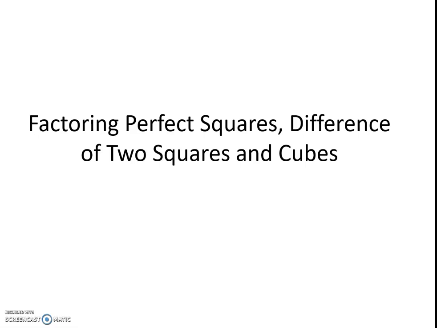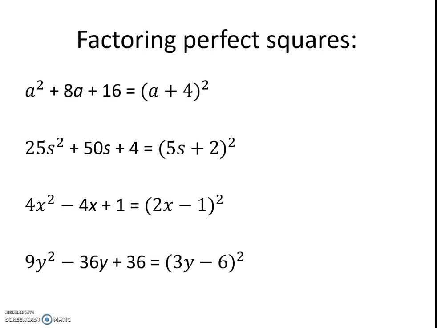Today we're going to be looking at factoring perfect squares and the difference of two squares and cubes. Factoring perfect squares, we're given the example a squared plus 8a plus 16, and that factors into a plus 4 quantity squared. So that's the answer to our first one.